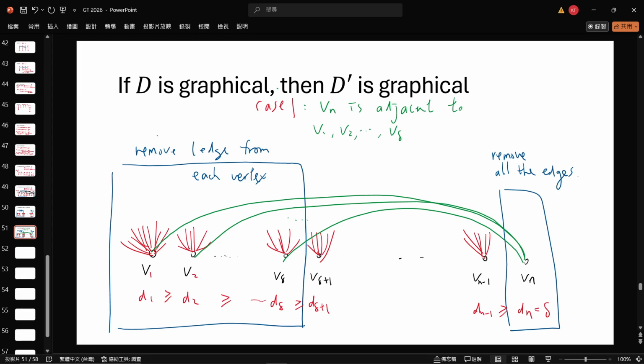Okay. So we divide the proof into two cases. The first case is when Vn is adjacent to V1, V2 up to V delta.